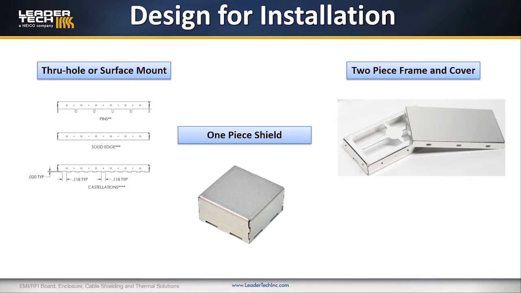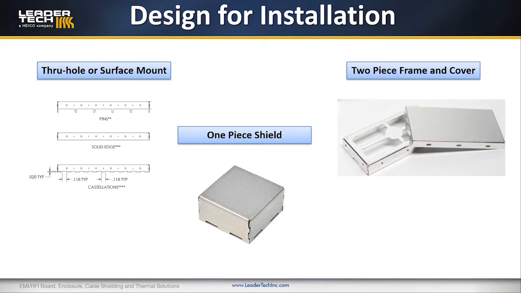So the first we look at is what type of edge, whether you're going to have pins, solid straight edge, or castellations. So pins are sometimes used when you're doing wave solder, where they protrude through the circuit board and then it passes through a wave of molten solder, and then the pins are soldered underneath the board. Or pins are also good if you have a very complex shield. They can be used to hold it in place onto the circuit board trace.